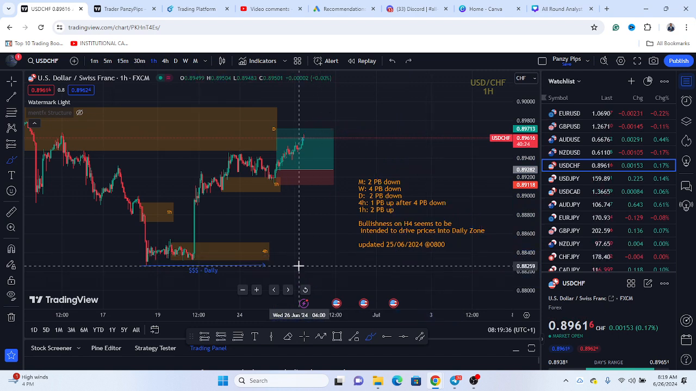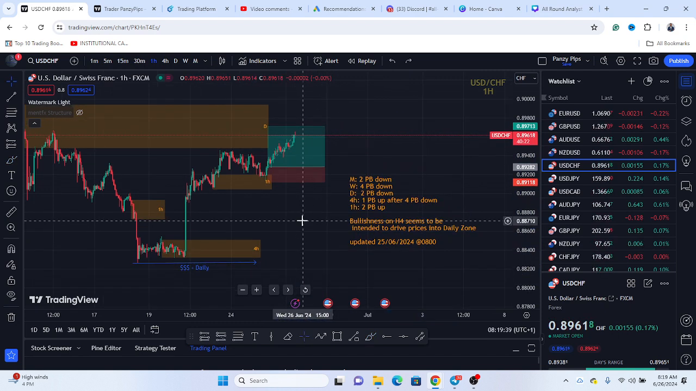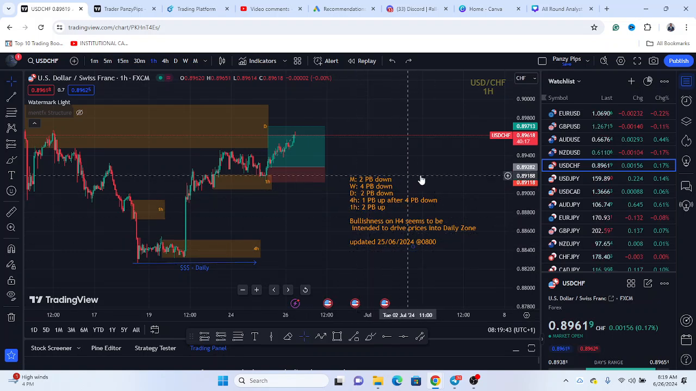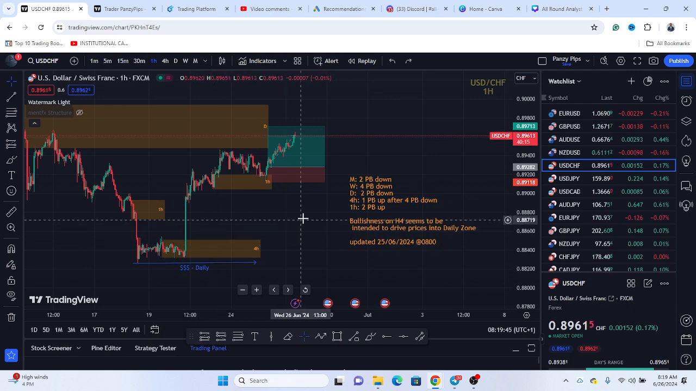So nothing has changed on this pair. Analysis is still valid. Just leave it the way it is. Actually, the 4 hours should change, but let's not dwell on it for now. Let's just move on real quick.